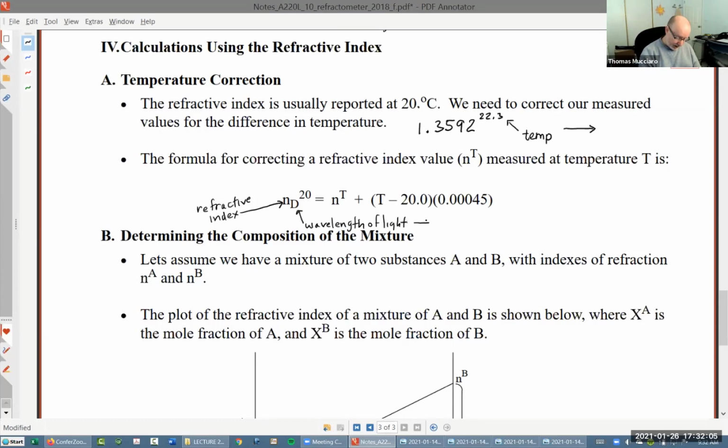Now, what this is, this stands for the D line of sodium, and it's actually a wavelength of light that's used quite a bit. Okay? It's approximately, if I recall, approximately 520 nanometers, but don't take that as gospel. I'd have to go look up exactly what it is.